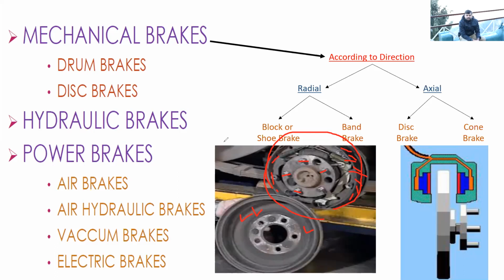All right, and similarly here, the force which is being applied is along the direction of the radius, right? As the direction of radius is something like this, the direction of force applied is along the radius of the wheel. Okay, therefore these are called radial brakes. Now the axial brakes. So you might have seen disc brakes in different bikes and cars, right?